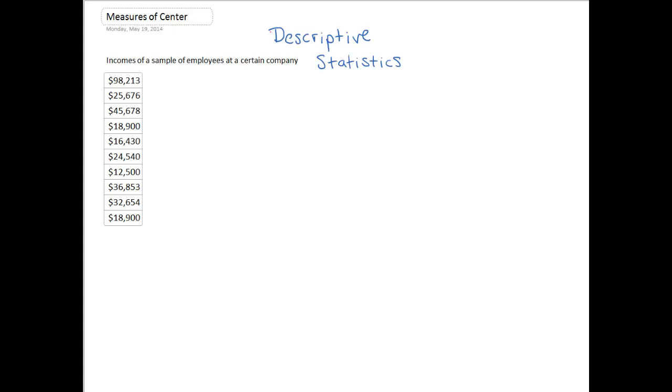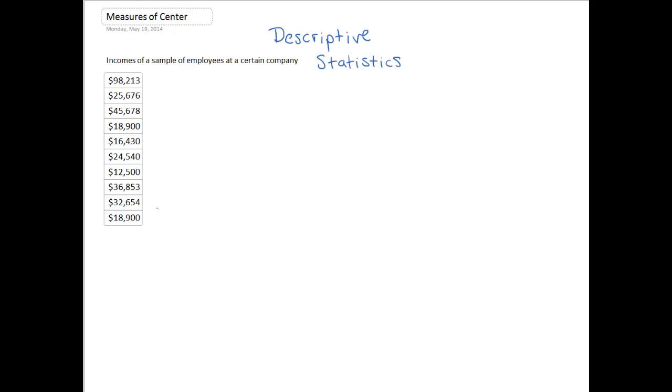In this video, we're going to be looking at measures of center. This is a type of descriptive statistics. So imagine you took a sample of employees at a certain company and just collected some income information from them. It looks like the highest income level was about $98,000, the lowest was about $12,000, and we'd like to be able to describe these incomes to someone else.